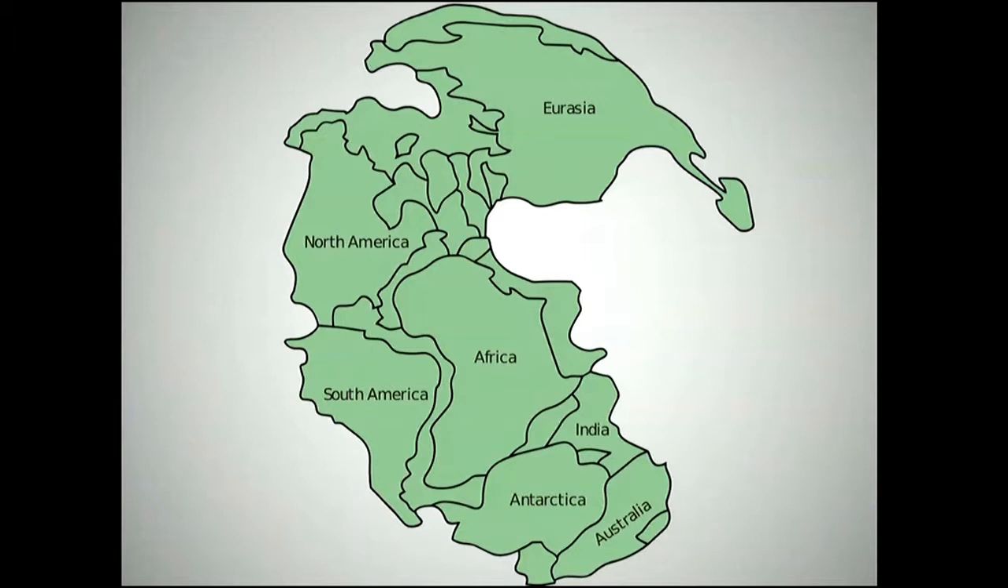And because of that, cold-blooded creatures could get huge. And because of that, there was actually a lot of desert on Pangaea. In the center, it was all desert.